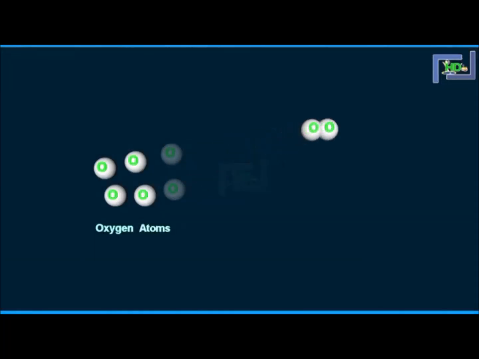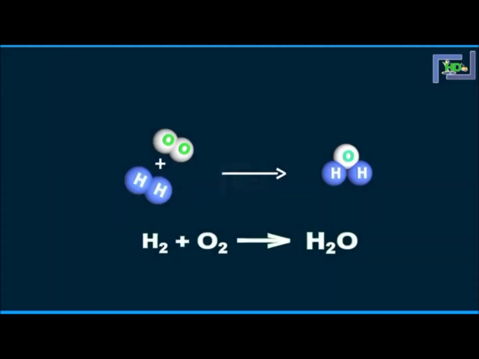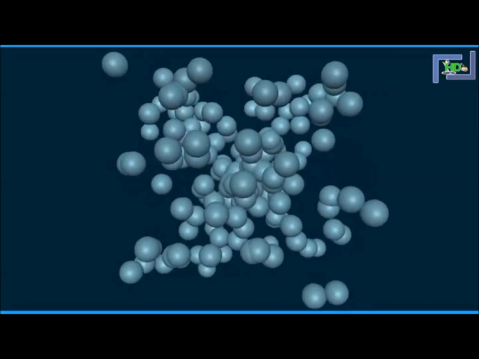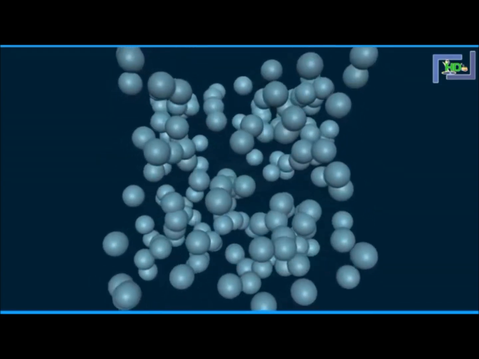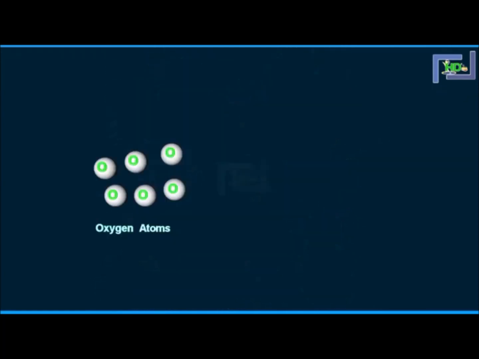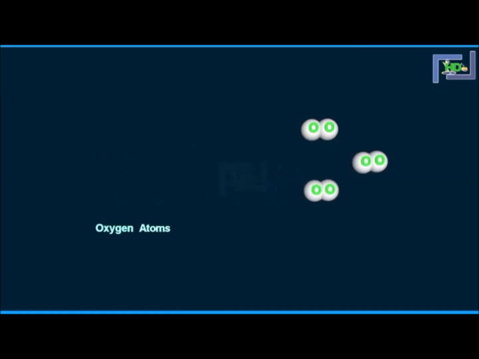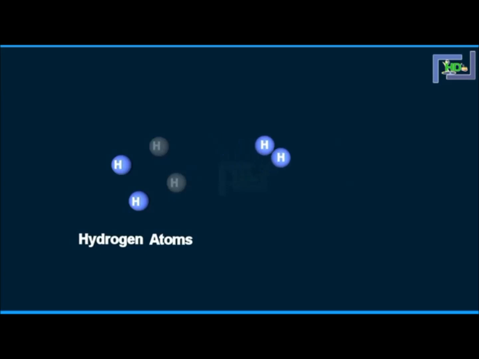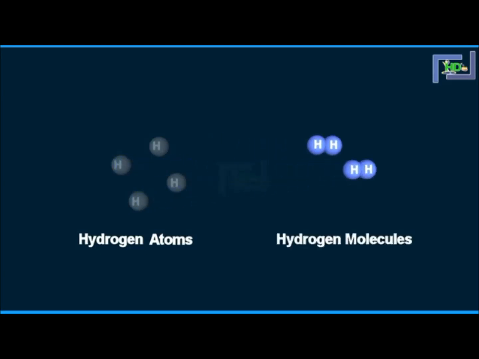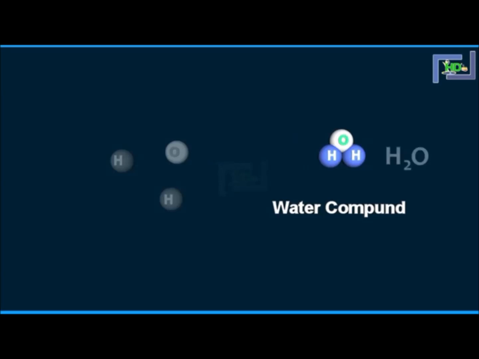A matter is consisting of small particles which are called atoms. Atoms are combined to form molecules. Molecules are combined to form compounds. That means all the elements are made up of small particles which are called atoms. Suppose we consider the oxygen atoms. They combine to form oxygen molecules. Hydrogen atoms, they combine to form hydrogen molecules. When hydrogen atoms and oxygen atoms combine, a water compound, that is H2O, will be formed.